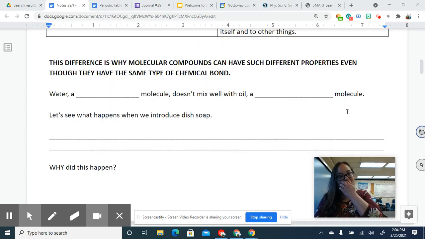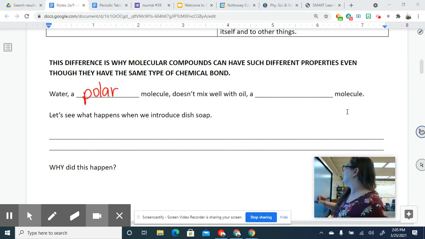Okay. Differences are why molecular compounds can have such amazingly different properties, even though they're the same type of chemical bond, because you can have polar and you can have nonpolar, but they're both molecular. So water, which is a polar molecule, doesn't mix well with oil, which is a nonpolar molecule.